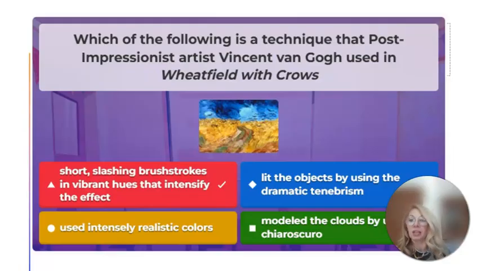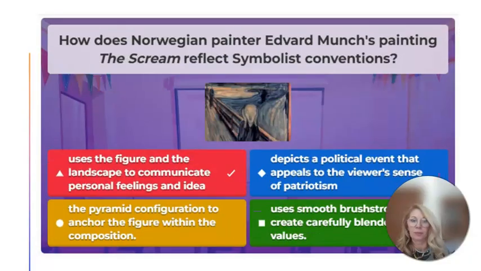Which of the following is a technique that post-impressionist artist Vincent van Gogh used in Wheatfield with Crows? Short, slashing brushstrokes in vibrant hue that intensify the effect. How does the Norwegian painter Edvard Munch's painting The Scream reflect symbolist conventions? He uses the figure and the landscape to communicate personal feelings and an idea. You think he was communicating some personal feelings here? Look at this. Look at the dude back here.